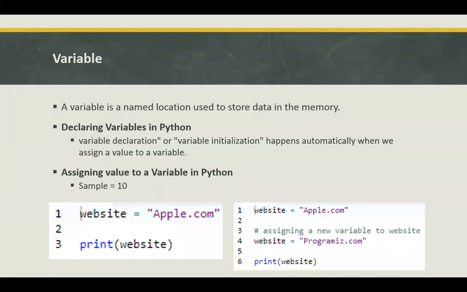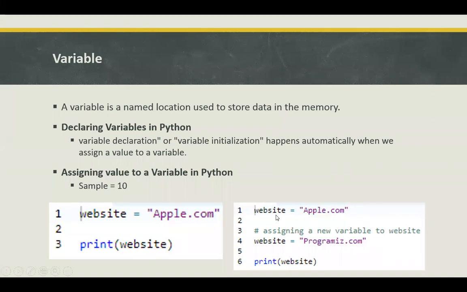So, declaring variables in Python. Variable declaration or variable initialization happens automatically when you assign a value to a variable. Suppose I'm assigning a value to the variable, like sample is equals to 10. Automatically this 10 value will be assigned to this variable, that is sample. For example, suppose I am assigning a string, website is equals to apple.com, and suppose I am printing this, print website. So I will get the same output, that is apple.com.